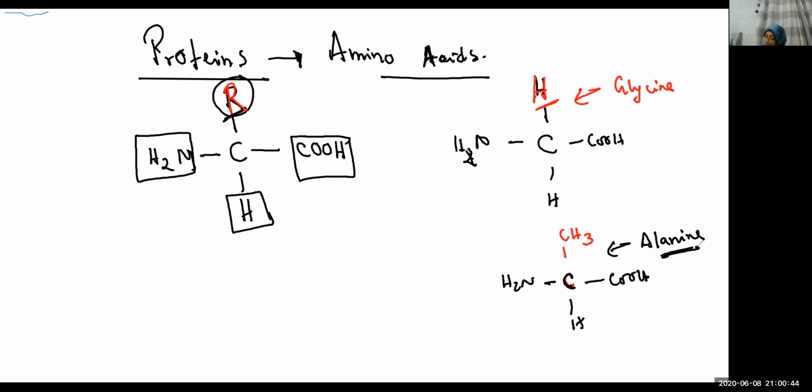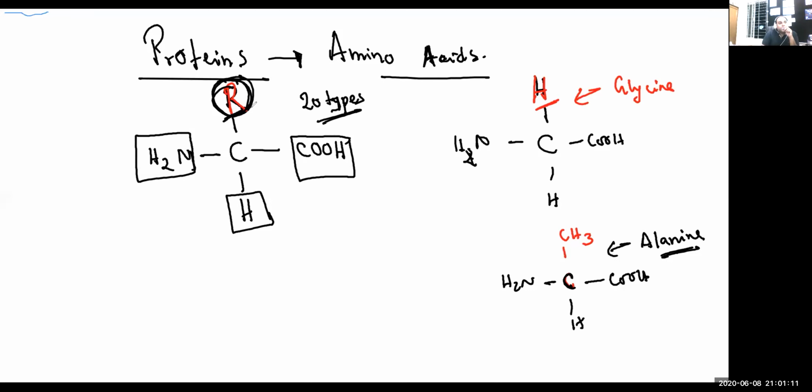It doesn't take part in the reaction, but there are different chemicals with different R groups. So the R group is what makes them different, right? Exactly. Since there are 20 types of amino acid, that means there are 20 types of R groups.